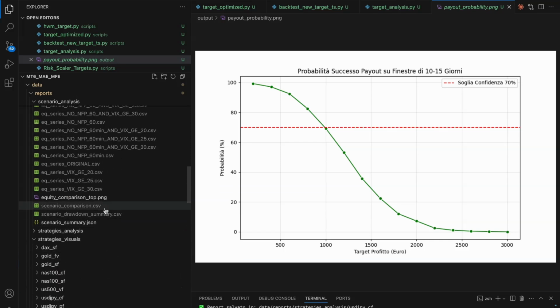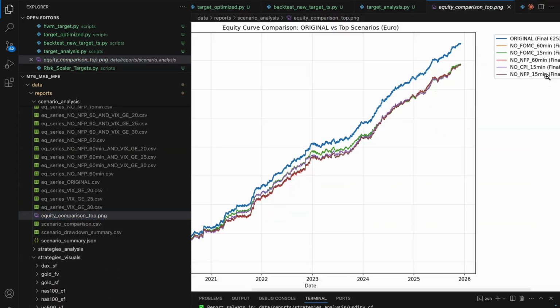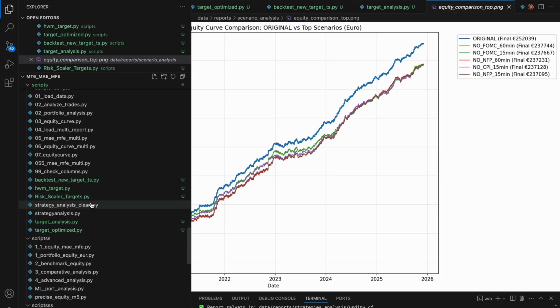So let's begin with the equity comparison with this if scenario. And in this case I use machine learning. Now I don't have the code here. It should be this one.